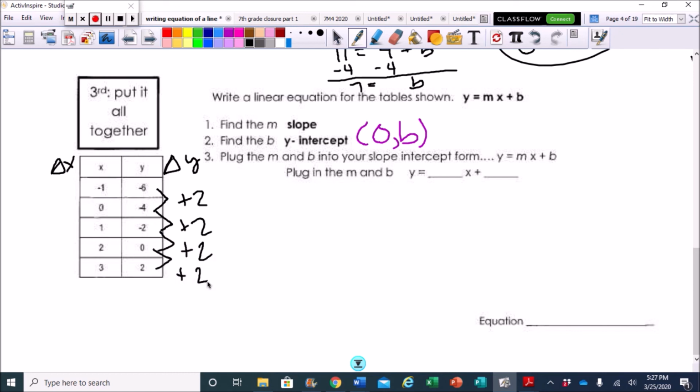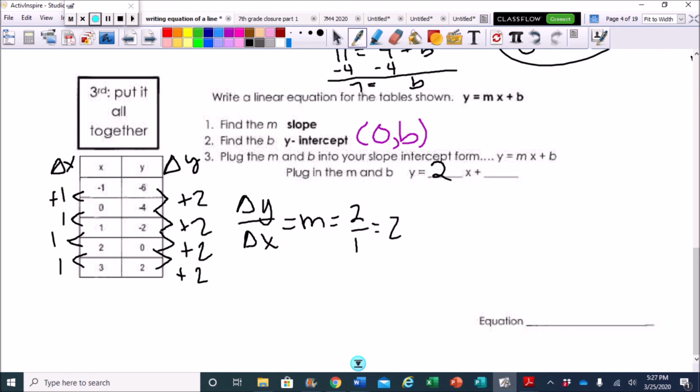Sometimes telling from the negatives is kind of hard. So what you want to do is look at the positives and go back and double check the negatives. So going from negative 1 to 0 is going up by 1. 0 to 1 is going up by 1. 1 to 2 is going up by 1. 2 to 3 is going up by 1. So my slope is my delta y over my delta x, which is 2 over 1, or just 2. So I'm going to put the 2 in there.